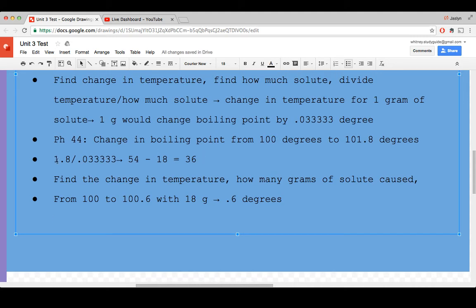But this math is right. That's why it's right. So this is the total change in temperature. This is how many degrees 1 gram would change it. So that's how many grams you need. So that's why that math wasn't making sense.